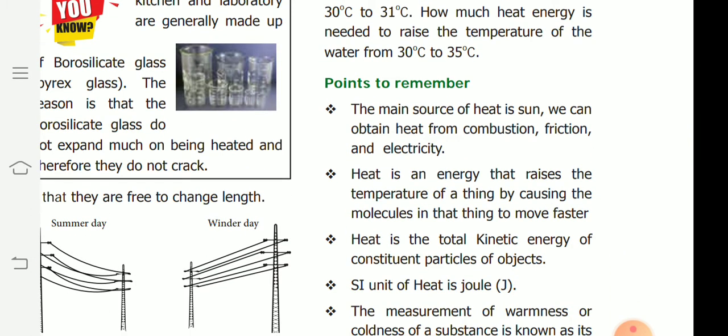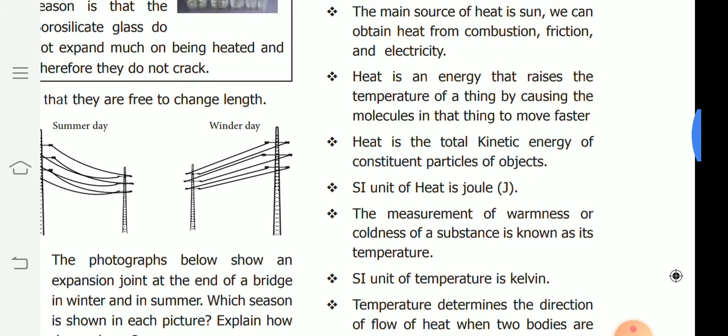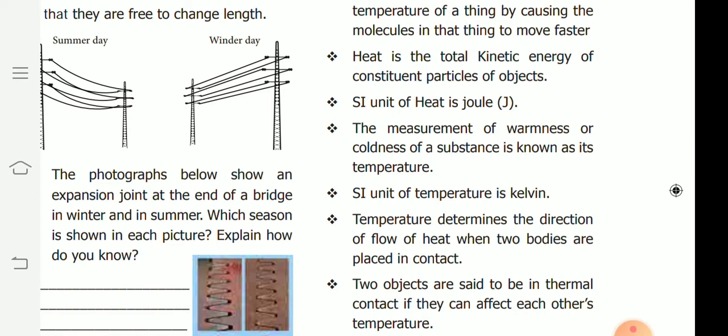Points to remember. The main source of the heat is the sun. We can obtain heat from combustion, friction and electricity. Already we know, heat is an energy. It raises the temperature of a thing by causing the molecules in the thing to move faster. Heat is the total kinetic energy of the constituent particles of an object.